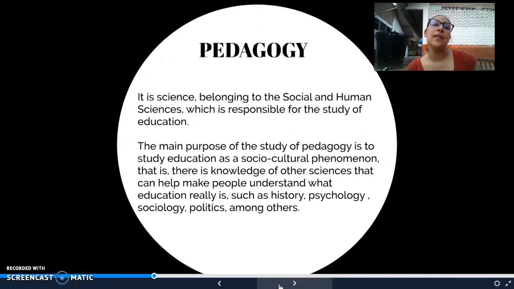Pedagogy is a science belonging to the social and human sciences, which is responsible for the study of education. The main purpose of the study of pedagogy is to study education as a sociocultural phenomenon. That is, it draws on knowledge of other sciences that can help people understand what education really is, such as history, psychology, sociology, politics, and many others.